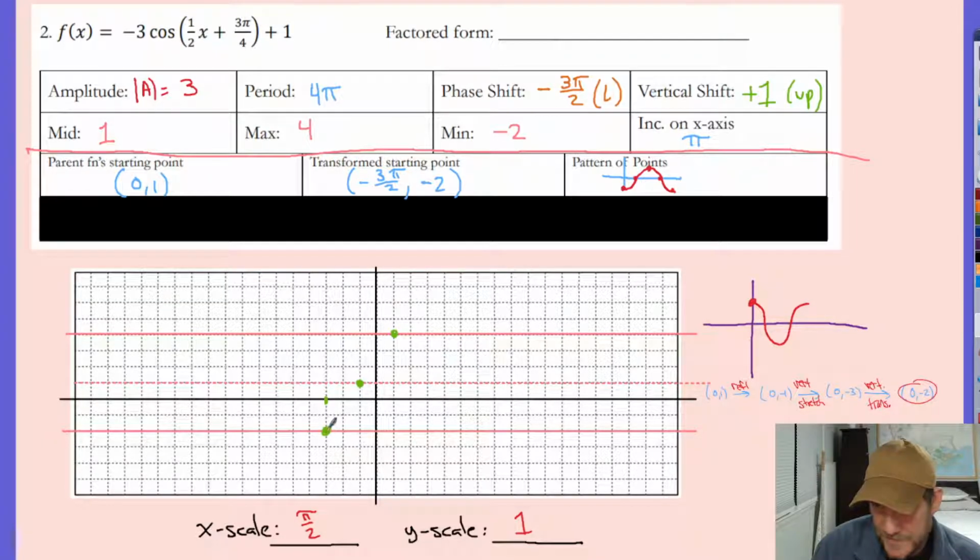So we started in the right place. Now we go over 2, up 3, over 2, up 3, over 2, down 3, over 2, down 3. There's 1 period, but I said I wanted 2. So over 2, up 3, over 2, up 3, over 2, down 3, over 2, down 3. And you've got the whole thing.